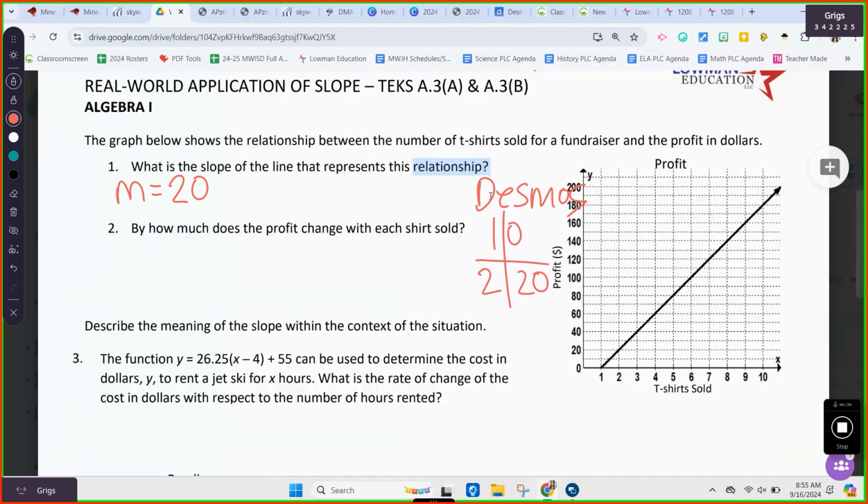How do you find that? How do you find what each profit changes? Division. So it's asking, it's the slope, right? Yeah. Because your repeated fee is how much you're paying for a t-shirt. So how much do you pay for a t-shirt every time? $20.